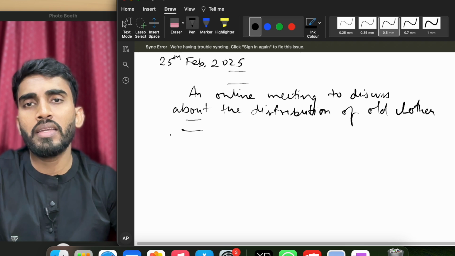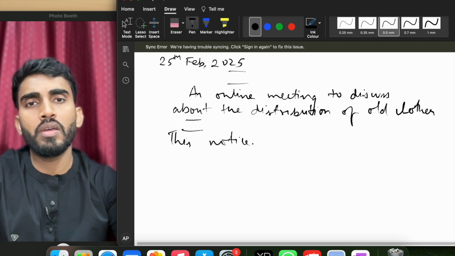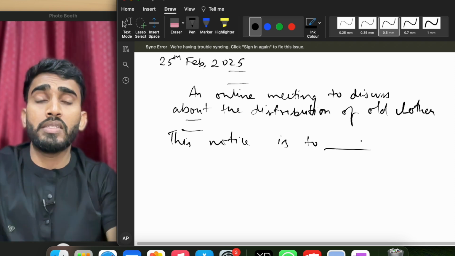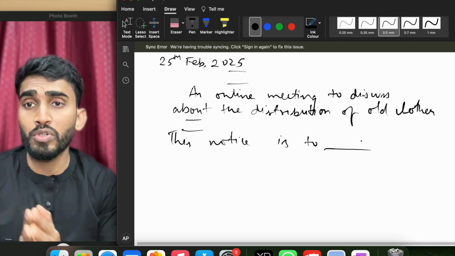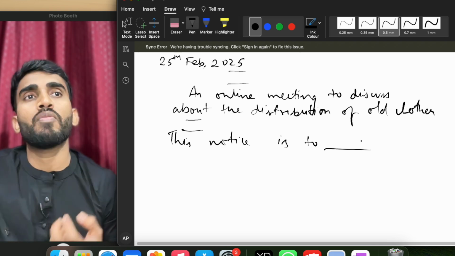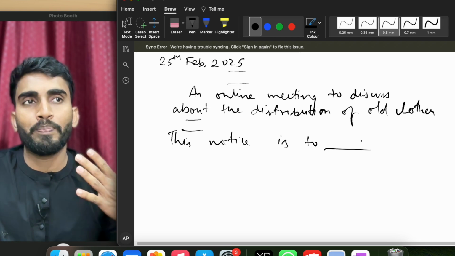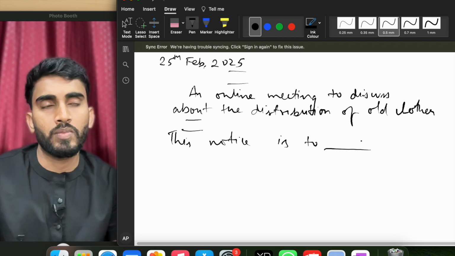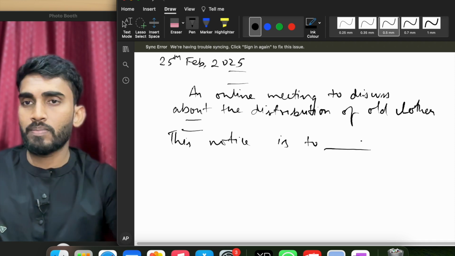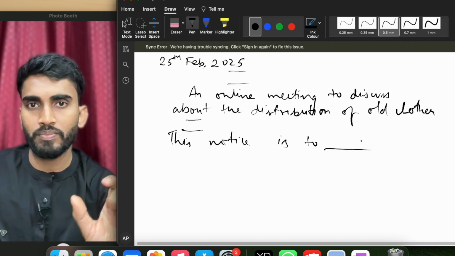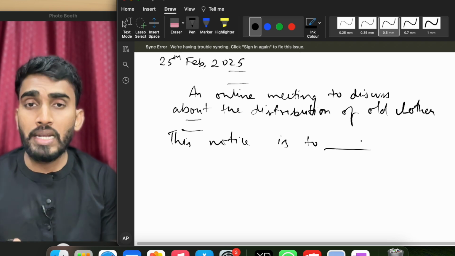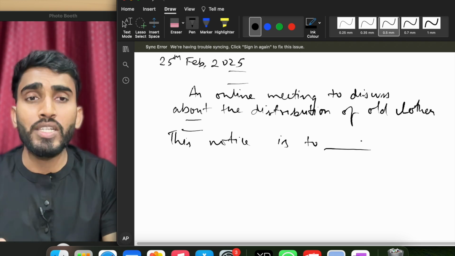Okay, so you can start the notice by writing that this notice is to inform that an online meeting is arranged to discuss about the distribution of old clothes for the poor and the needy. Your active participation will help to make this initiative successful. Following are the details about the online meeting. Then you will write down date of meeting, time of meeting, then platform, Google Meet or Zoom, and in bracket you can write down that the link for the meeting will be shared soon in the WhatsApp group.